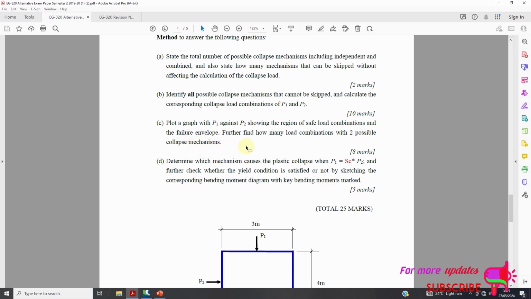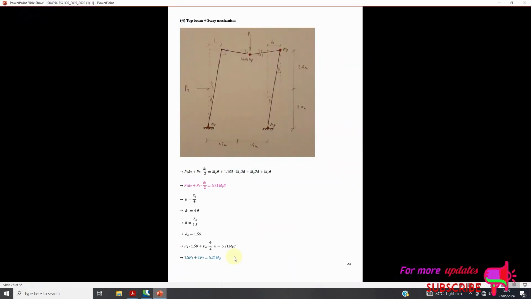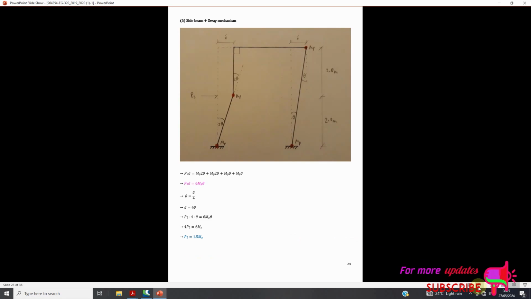Now question C. Plot a graph with P1 against P2 showing the region of safe load combination and the failure envelope. Further, find how many load combinations have 2 possible collapse mechanisms. So there are 5 possible ones. As you can see, this is still in question B, the possible collapse mechanisms.